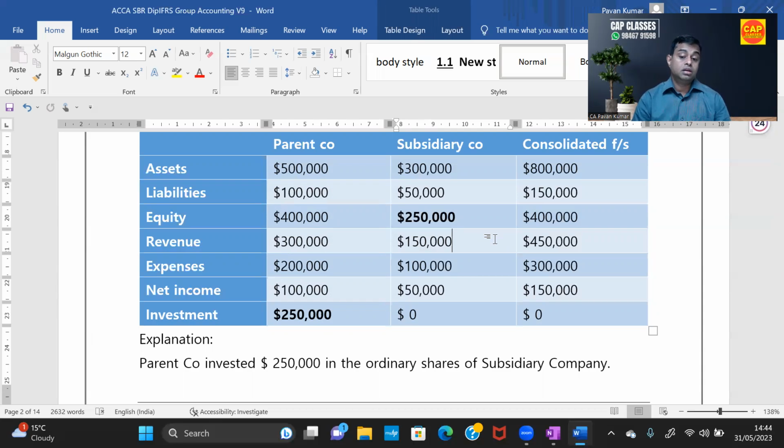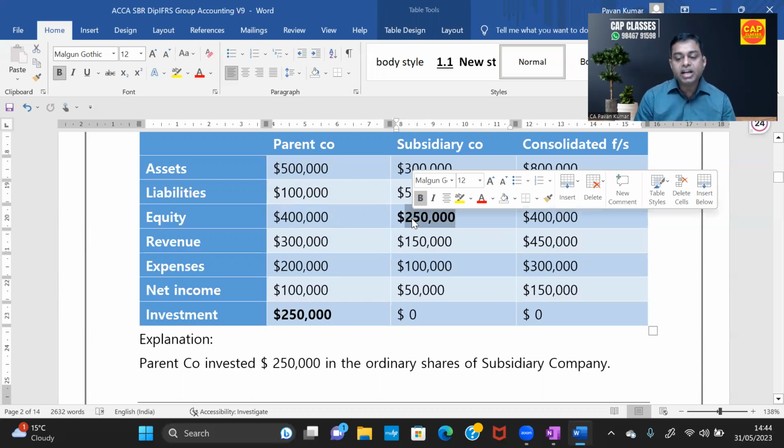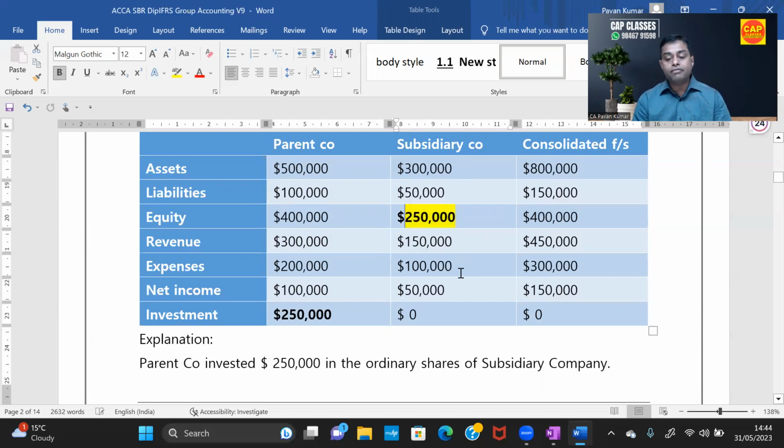Now, what if the subsidiary company's capital is 250,000, but to acquire that, the holding company had to invest 600,000 based on market value? Now, how will you eliminate it?